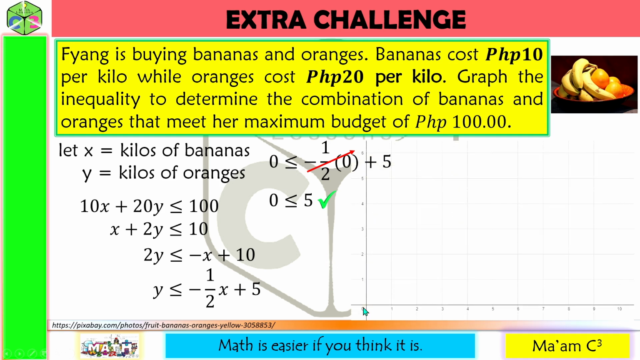Now let us graph. Our y-intercept is positive 5, so it would be here. Our slope is negative 1/2. That would be 1 unit down and 2 units to the right. So it would be here. And we are going to connect this with what type of boundary line? Dashed or solid? Since we have here or equal to, we're going to connect these points with a solid line.